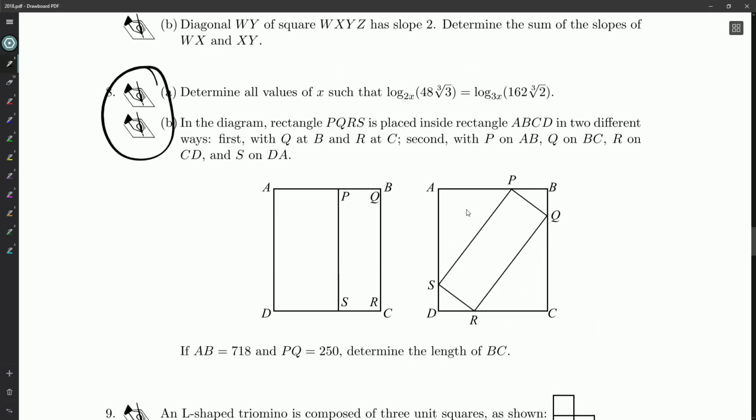Okay, so we've got 8a. Determine all values of x such that log base 2x of 48 cube root of 3 is equal to log base 3x of 162 cube root of 2. Okay, so immediately I'm drawn to these cube roots.